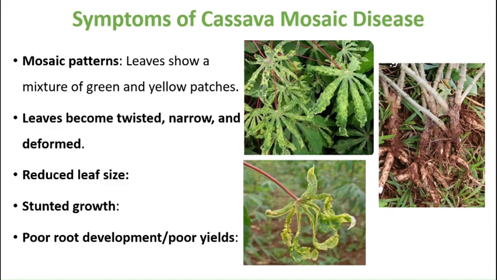Secondly, the leaves become twisted, narrow, and deformed. So we can look at this from our second picture here. It is obvious the leaves are really scorched and small in size compared to the healthy leaves.